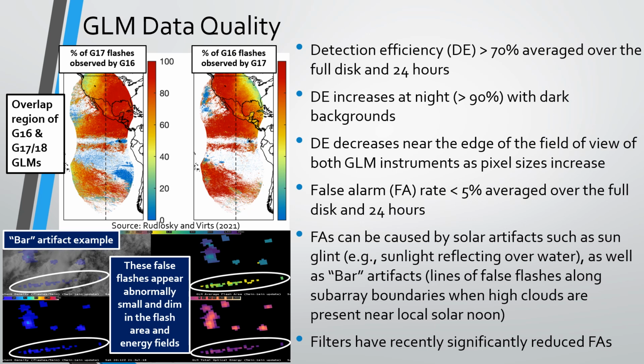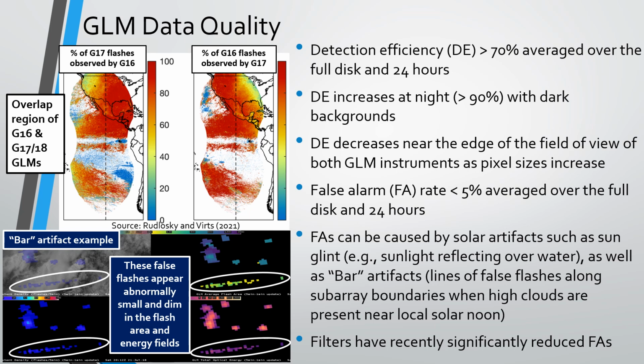The bar artifact represents a line of non-physical lightning flashes, which in this case we can tell are not physical because of their abnormally dim appearance in total optical energy. But there are other false alarm examples, such as solar farms and bolides, which are meteors exploding in the atmosphere. Recent filters have significantly reduced the number of false alarms, so they are less of a worry than they used to be.